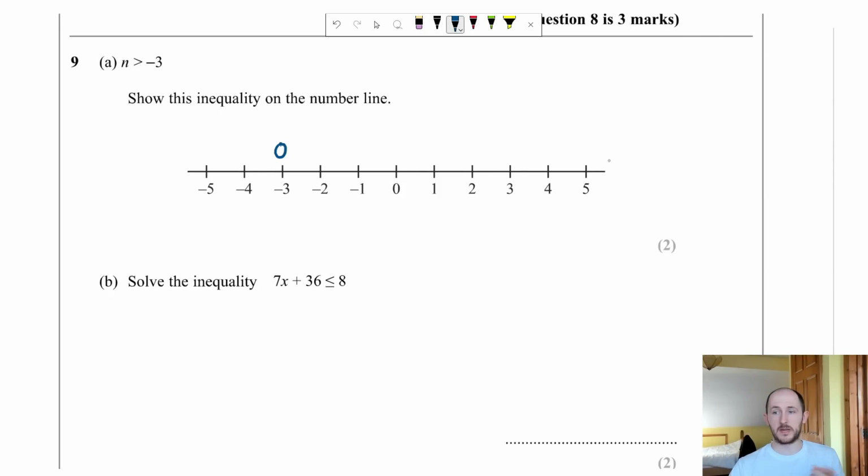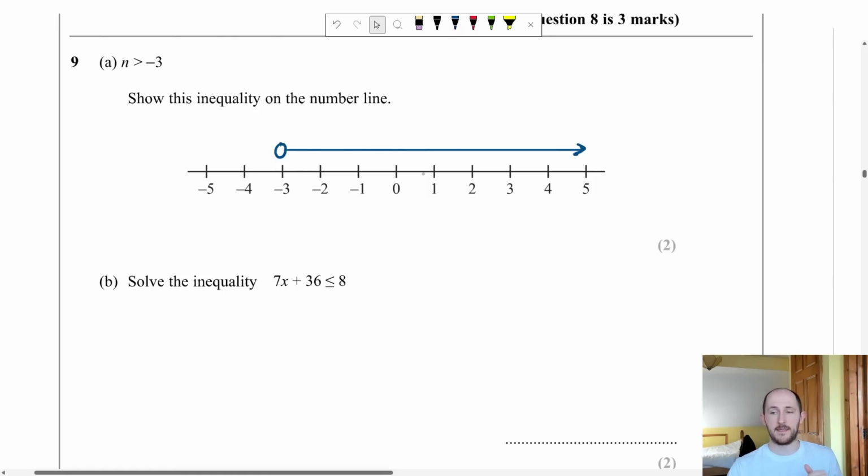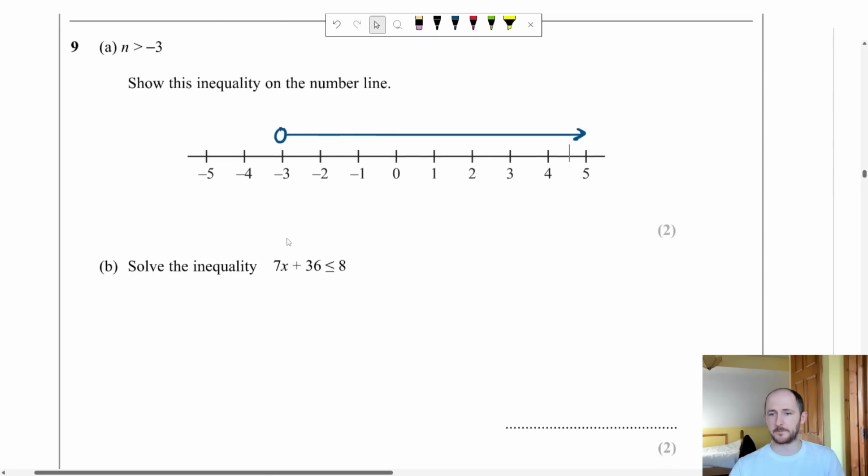Then you need to decide which way the arrow is going to point. Well, this is greater than minus 3, so it should be pointing to the right. Greater than is always to the right, less than is always to the left. That's it for 2 marks. What are your marks for? 1, you've got the right number and arrow direction. The second mark is for having it hollow instead of coloured in.